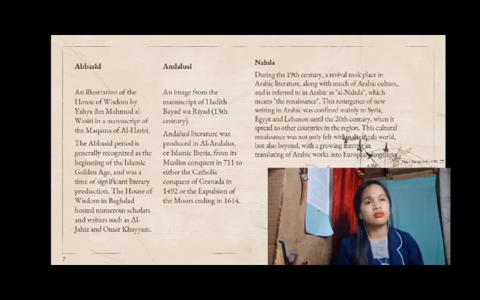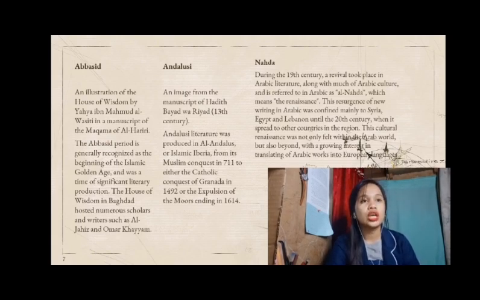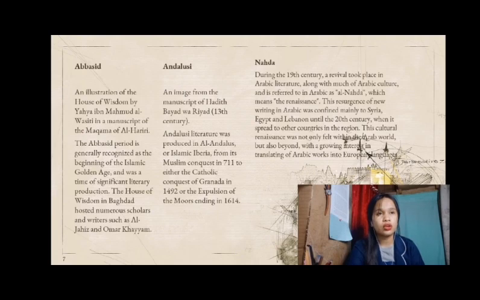The last one, probably not the last one, but the last part of this history of Arabic literature was the Nahda. During the 19th century, a revival took place in Arabic literature along with much of Arabic culture, and it is referred to in Arabic as Al-Nahda, which means the Renaissance. This resurgence of new writings in Arabic was confined mainly to Syria, Egypt, and Lebanon until the 20th century, when it spread to other countries in the region.